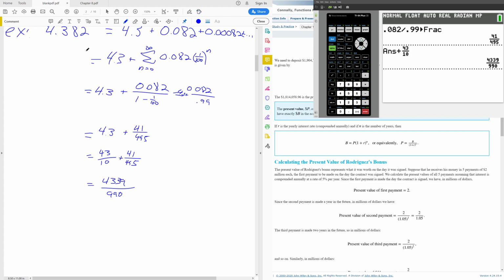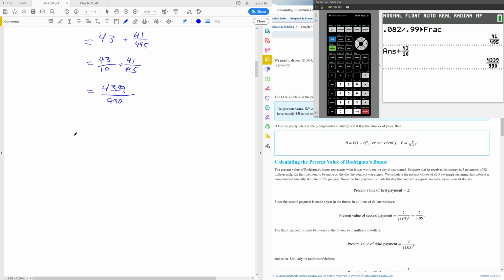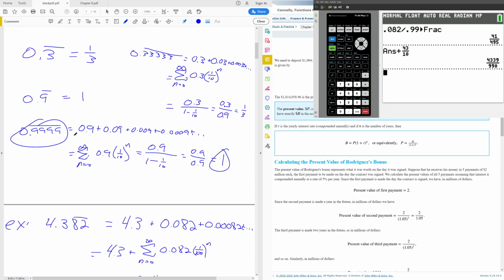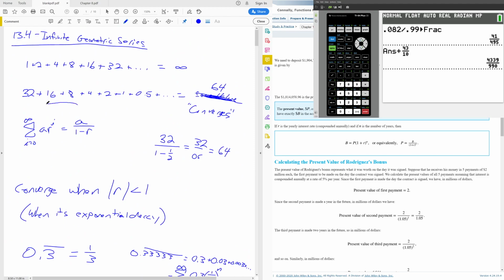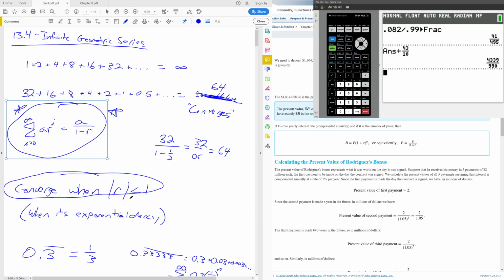So the idea here, remember, is we have our formula. There's our formula. That's what we're definitely going to want to know. And then remember that it's only going to work, basically, it's only going to converge when the R value is less than 1. So we can only do this when R value is less than 1. If R value is not less than 1, then it's going to be an idea like this where it goes off to infinity. Okay? So that is infinite geometric series.